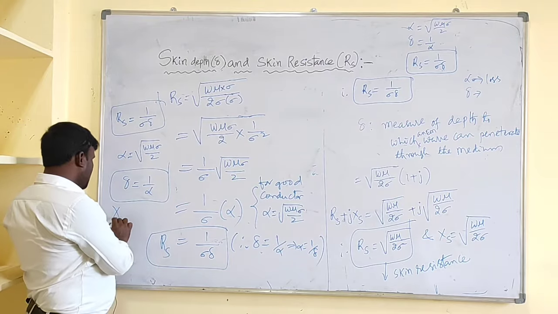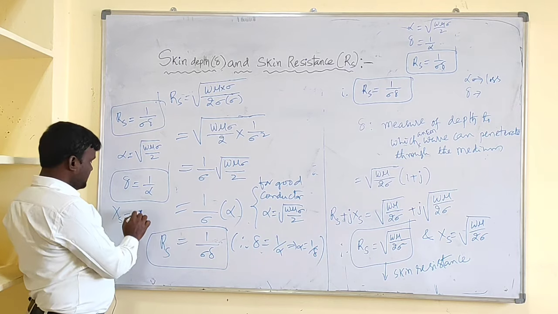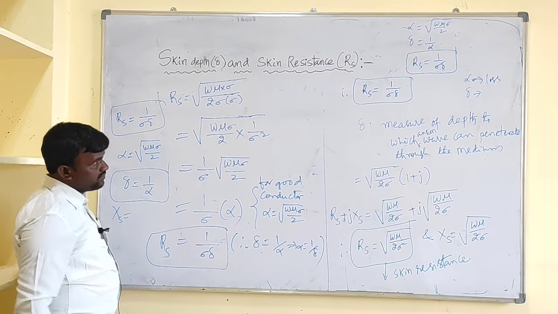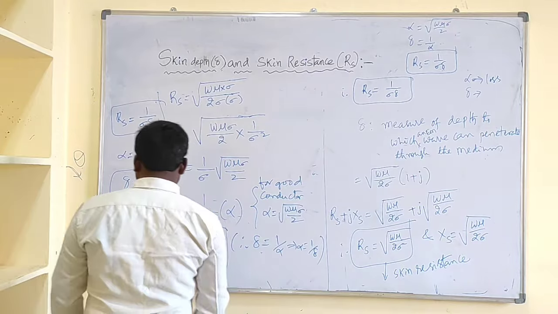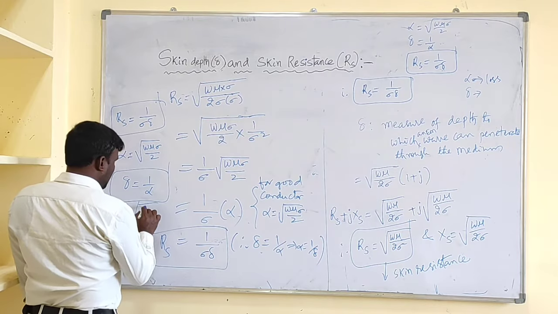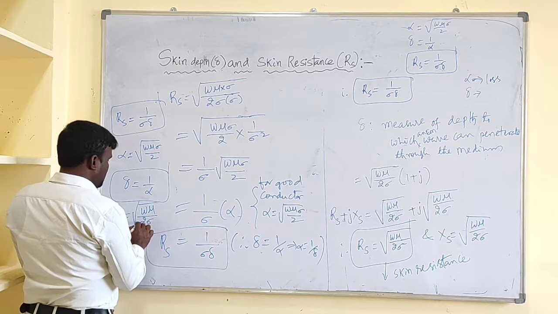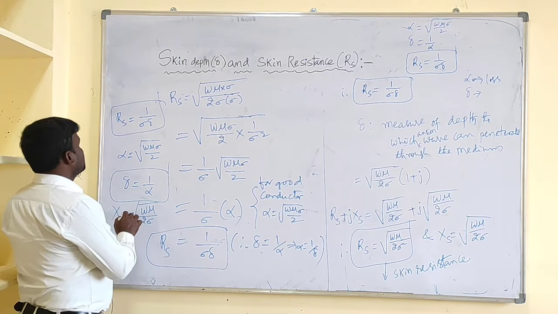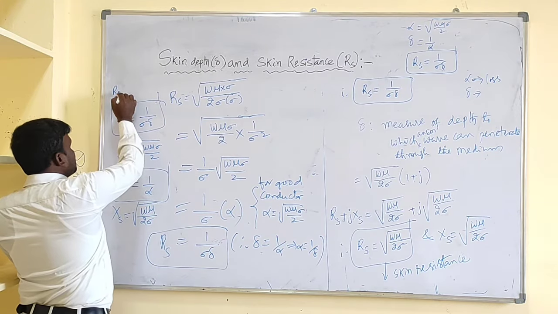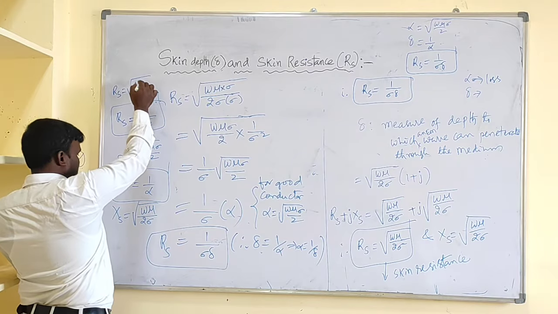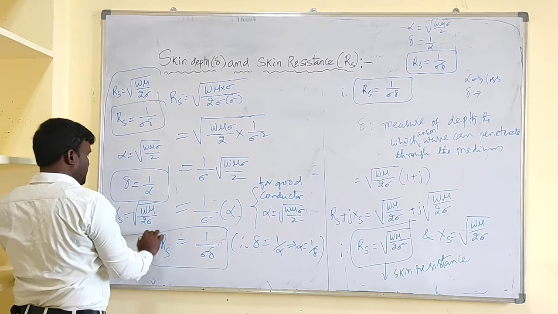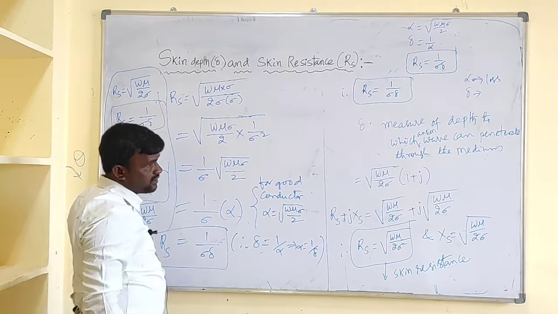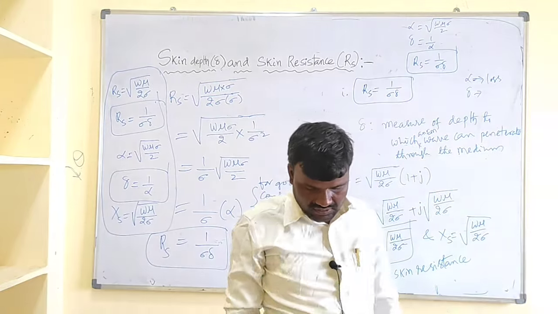Of course, the skin reactance formula is also the same. Xs is what we derived for Rs: the square root of omega mu by 2 sigma. In terms of mu and sigma, Rs can be written the same way, that is Rs equals the square root of omega mu by 2 sigma. Please remember all these formulas. With the help of these formulae we can solve problems. Okay, thank you.